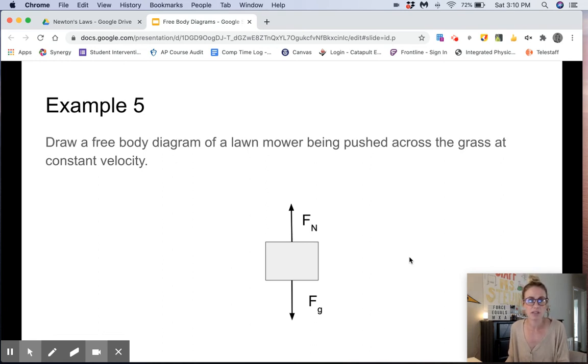And then also I know that this lawnmower is being pushed across the grass. So I know that there is an applied force. I'm going to draw that applied force to the left. Now, as this free body diagram is, it looks like this lawnmower is accelerating to the left because I know that unbalanced forces cause accelerations. So since the problem tells me that this lawnmower is being pushed across the grass at constant velocity, there has to be a friction force present that is the same magnitude as that applied force because our forces have to be balanced if we're going at constant velocity. Because remember, constant velocity means no acceleration. Therefore, our forces are balanced. So this is our finished free body diagram for example number 5.